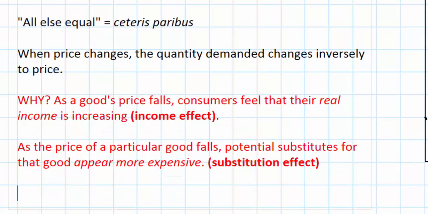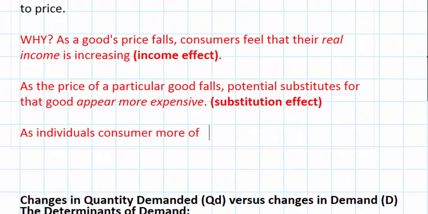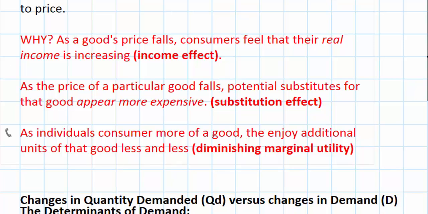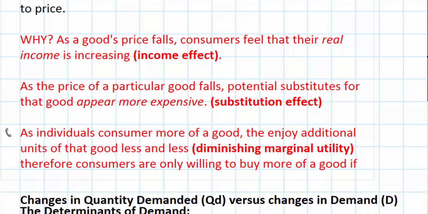A third explanation that economists like to use when explaining the relationship between a good's price and the quantity demanded is the idea that as individuals consume more of a good, they enjoy additional units of that good less and less. This is what we call diminishing marginal utility. Because we get less utility or happiness out of additional units of a good as we consume more of it, we are willing to pay less and less for it. So we can say, therefore, consumers are only willing to buy more of a good if its price falls.